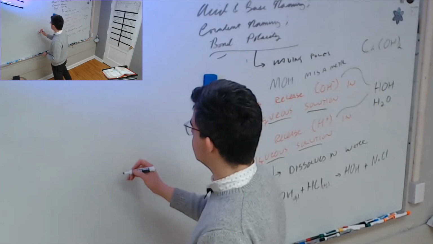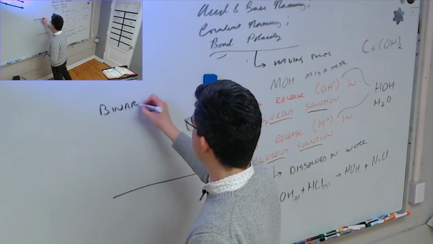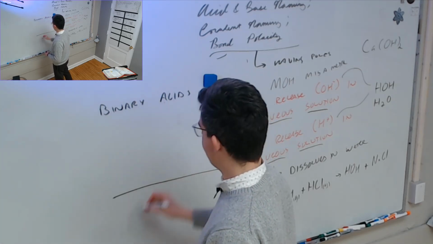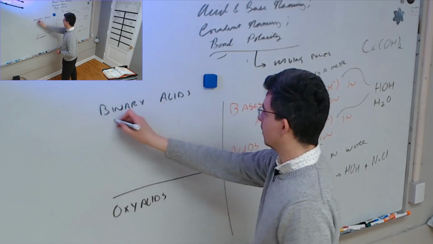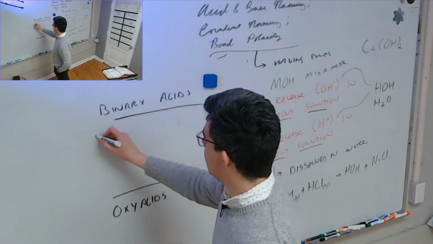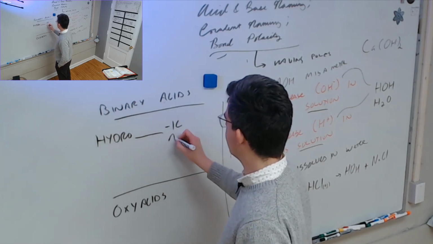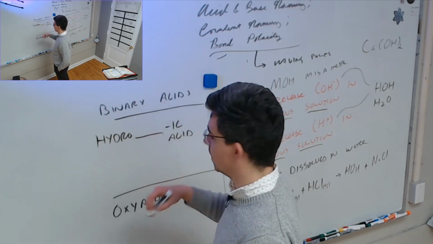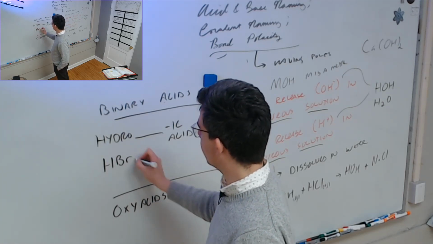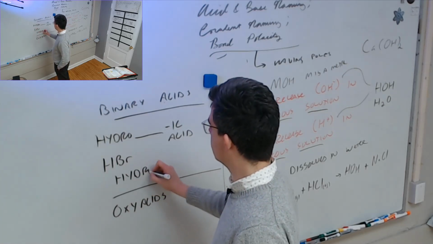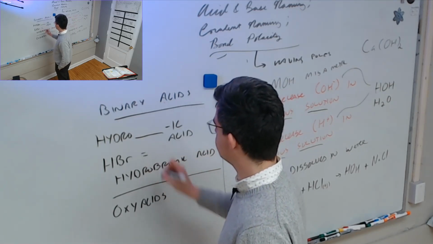To name an acid, we have 2 general rules. We have binary acids. What's binary mean? Yeah. And we have oxyacids. In binary acids, it's always going to be hydro-whatever-ic acid, where the whatever is the element. So for instance, if it was HBr, it would be hydrobromic acid.